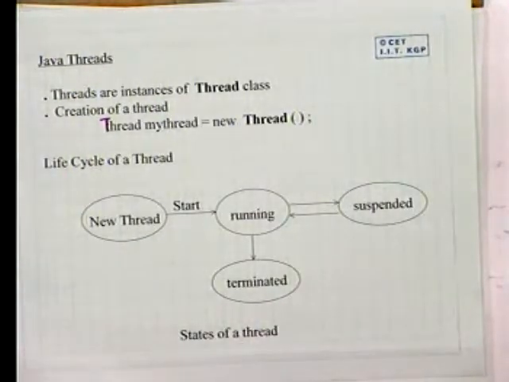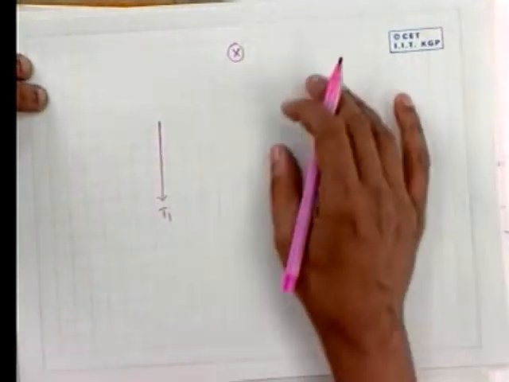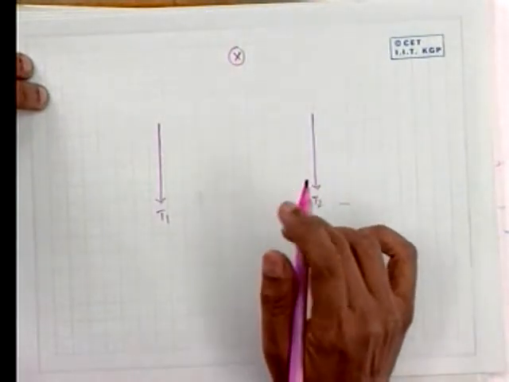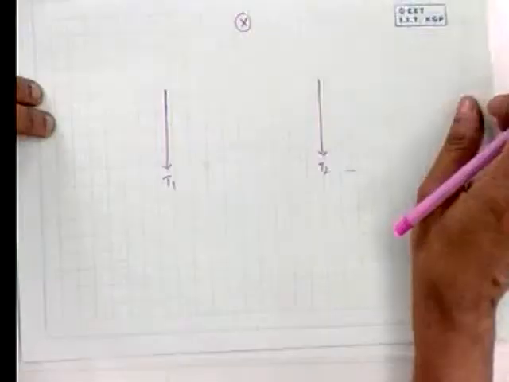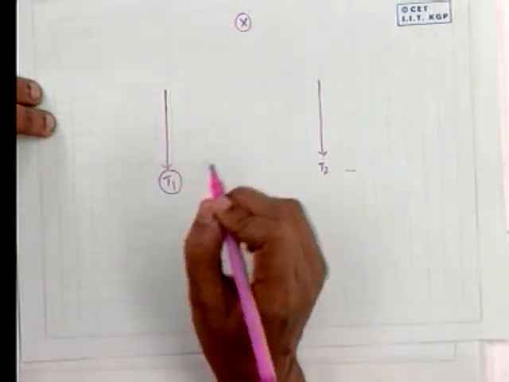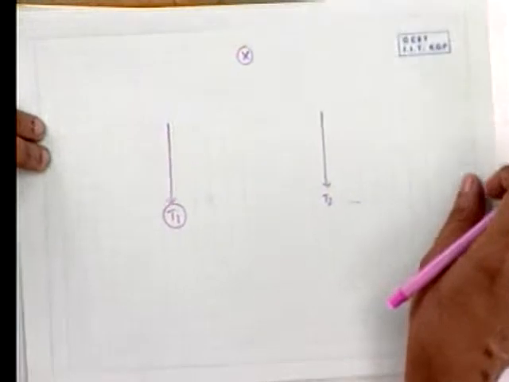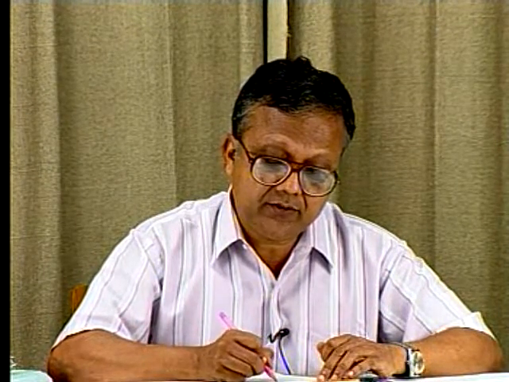Now, as I had mentioned in the last class, two threads can be running concurrently. The question comes: how do they communicate and how do they synchronize? The problem of synchronization is very important. For instance, let's take a value of x. Say x is the account of a person in a bank, and this thread is updating this account.